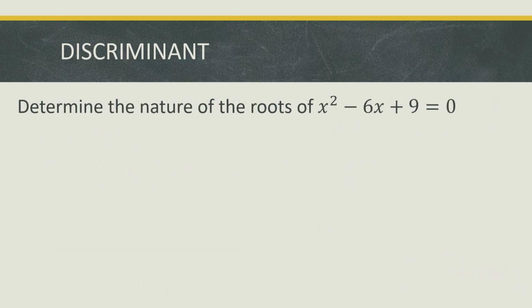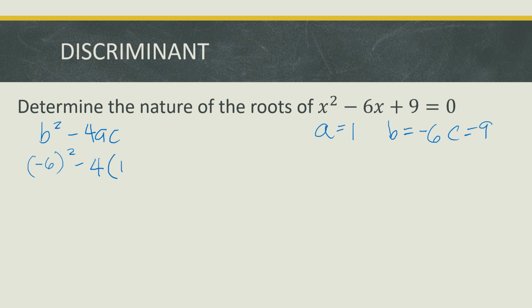Another example. Determine the nature of the roots of x squared minus 6x plus 9. Again, we have to know the values of a, b, and c. The letter a is 1, the value of b is negative 6, and the value of c is positive 9. So we substitute into the discriminant formula, b squared minus 4ac: negative 6 squared minus 4 times your a value, which is 1, times your c value, which is positive 9.